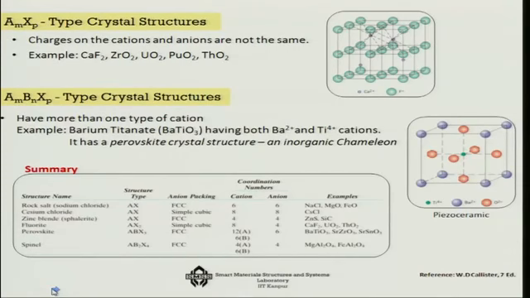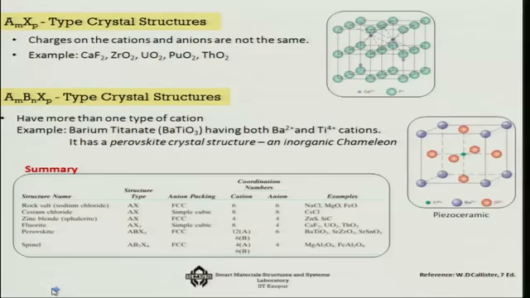Now, the other possibility is the AmXp type. That means you do not have equal numbers of cations and anions, you have unequal numbers of them. For example, calcium fluoride, zirconia, thoria, etc. Many of these radioactive materials belong to this AmXp group.